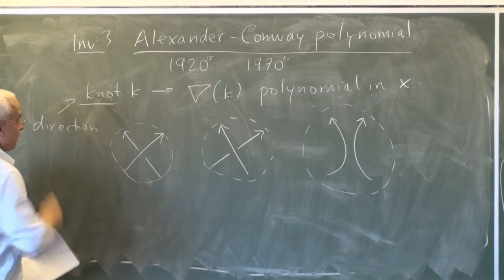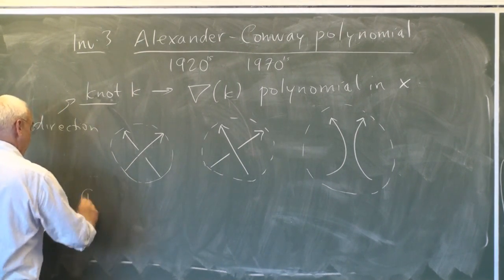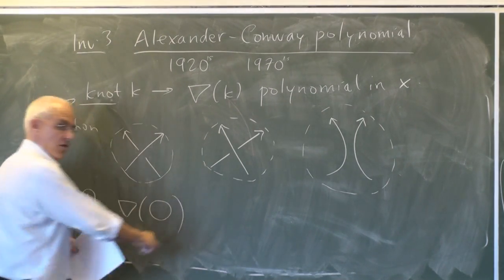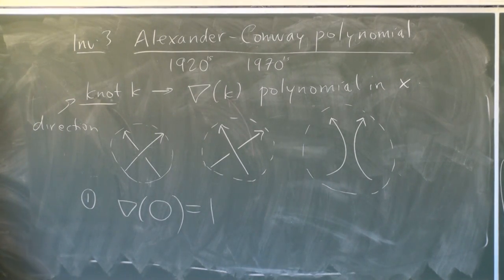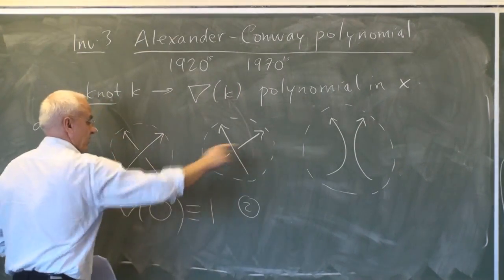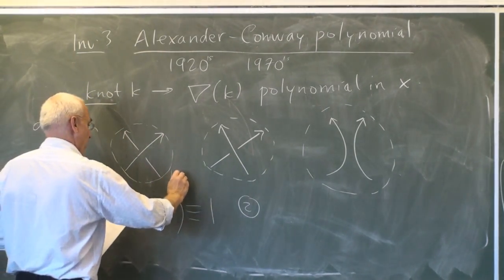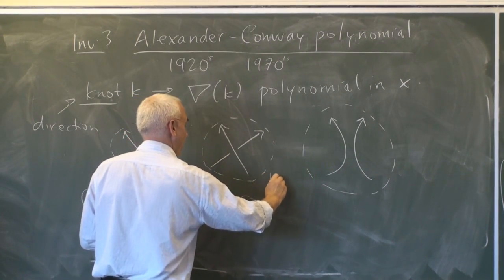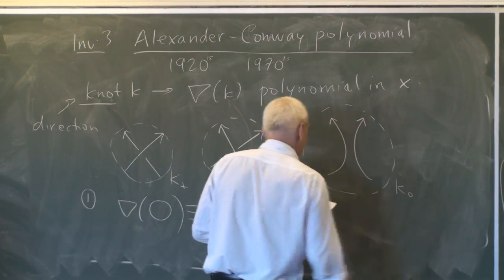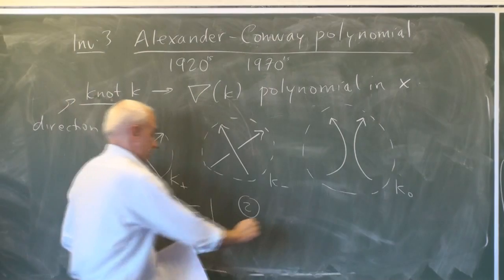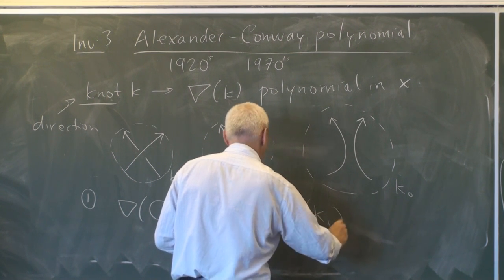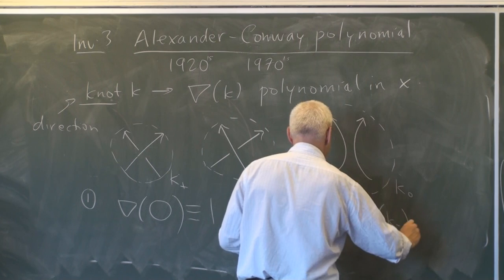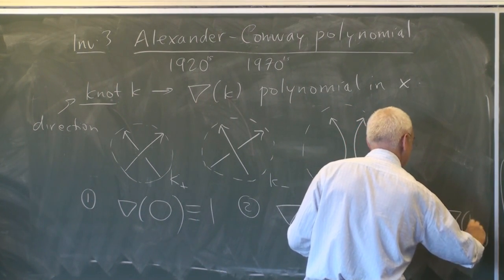And this invariant is designed to have the following 2 properties. First of all, when you apply it to the unknot, which I'll represent by a circle like that, you get 1. So the Alexander-Conway polynomial evaluated at the unknot is by definition 1. And the second property relates to these 3 things here. Let's give these a name. Let's call this k plus and k minus and k0. And so the second relation, I'll write it symbolically like this: delta at k plus minus delta at k minus equals x times the delta at k0.